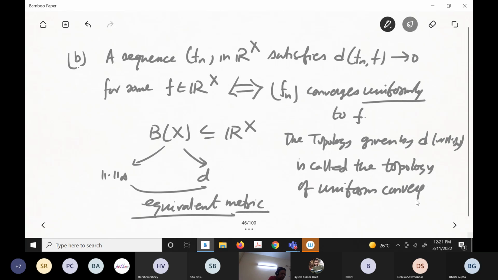In fact, if you are talking about convergence of a sequence or net, it always has to be with respect to some topology. So here, first you define uniform convergence without any topology, but then I prove in this problem that it is actually convergence with respect to a topology, called the topology of uniform convergence. B_X will become a normed linear space, but R^X with D, you can check, is not a normed linear space because D is not a norm.